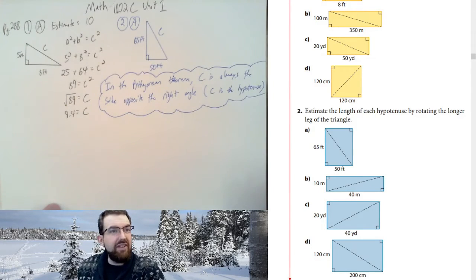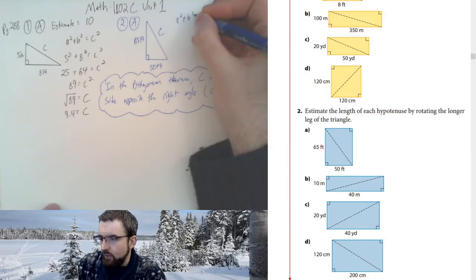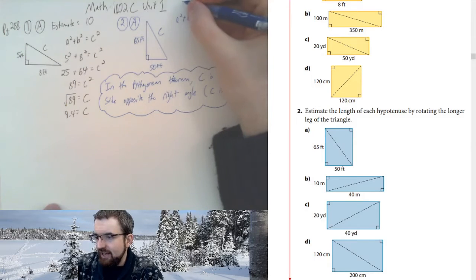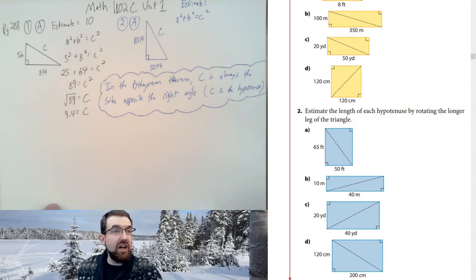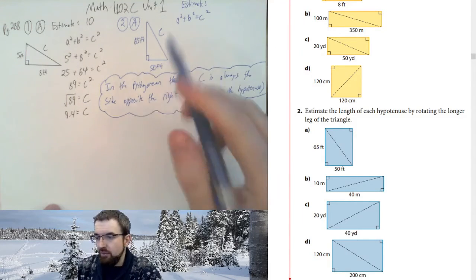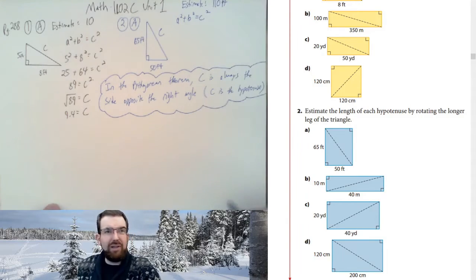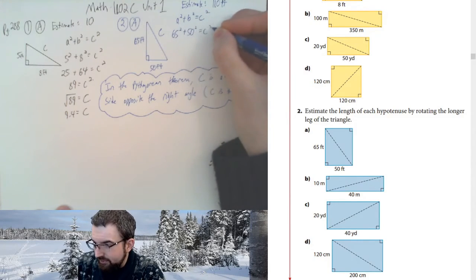All right, so in the Pythagorean theorem, C is the side opposite the right angle, or C is the hypotenuse, right? So then we've got A squared plus B squared equals C squared is our Pythagorean theorem, right? So my estimate, I've just got to estimate a number that's bigger than either of the two that are there. So let's see, we've got a 65 and a 50. I'm going to estimate, I don't know, 110. This is a number totally picked out of the air. Whatever, right? So we're going to have 65 squared plus 50 squared equals C squared.